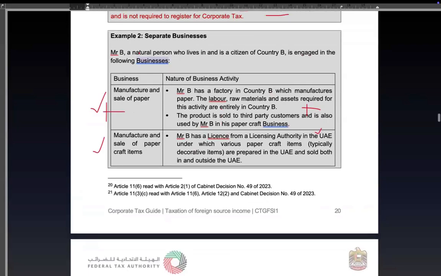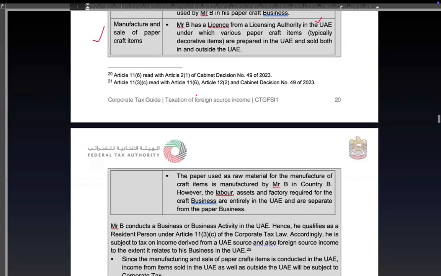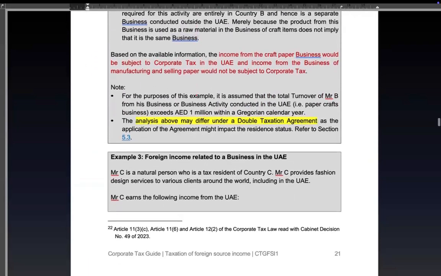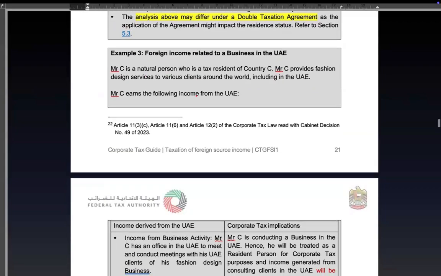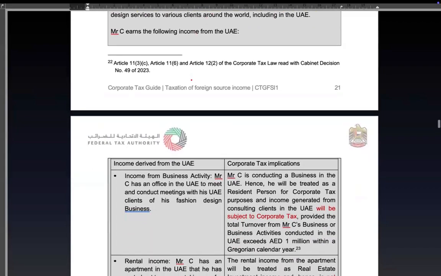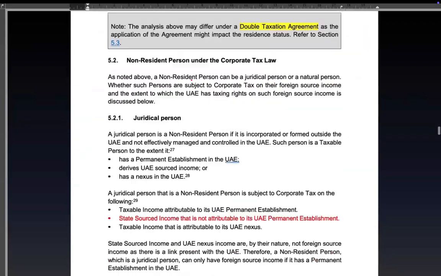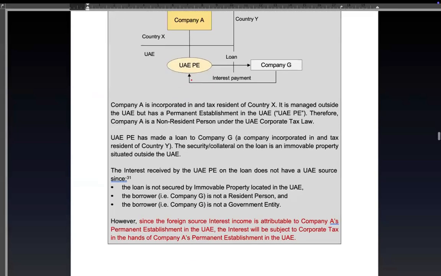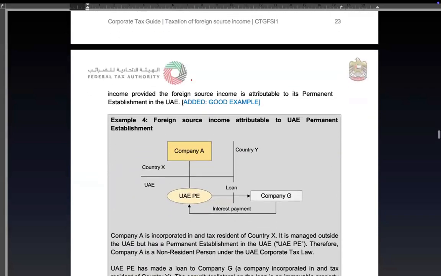Mr. B is a natural person again. If the income is more than 1 million, it will be subject to tax. Otherwise, it will not be subject to tax. These are the very basic provisions. You can go through this, guys. Okay, I can discuss this example with you.